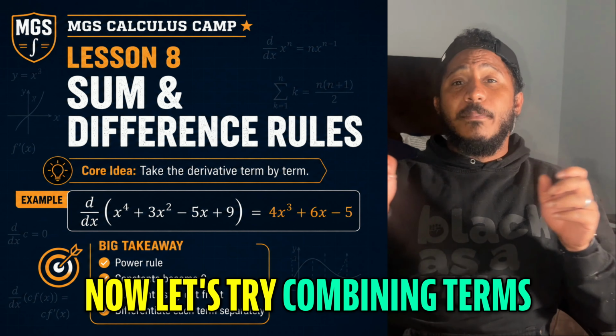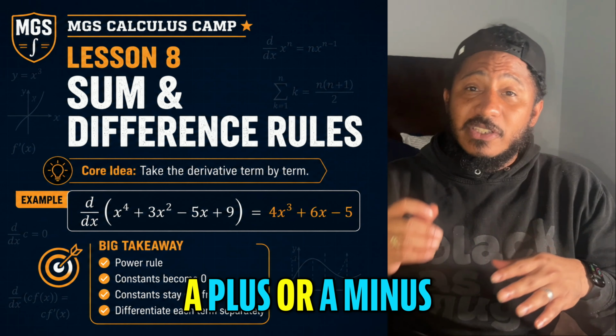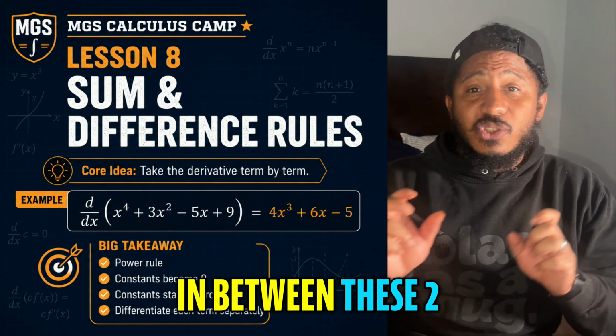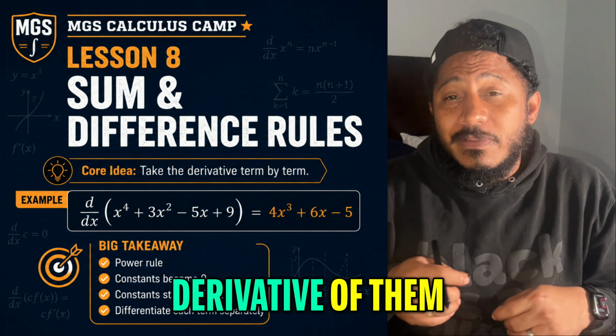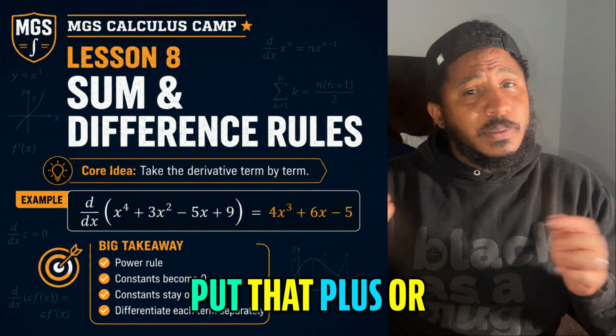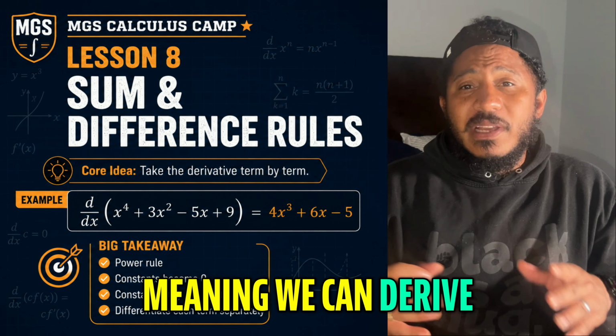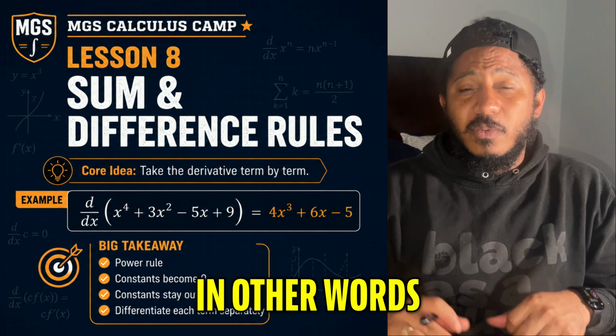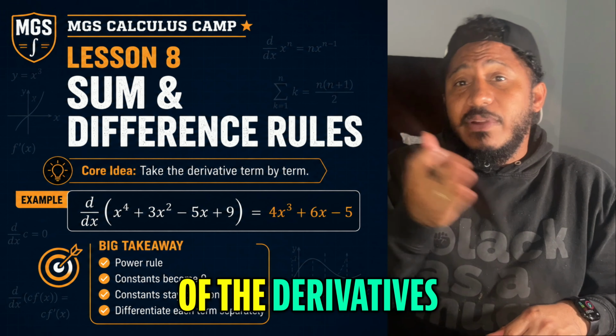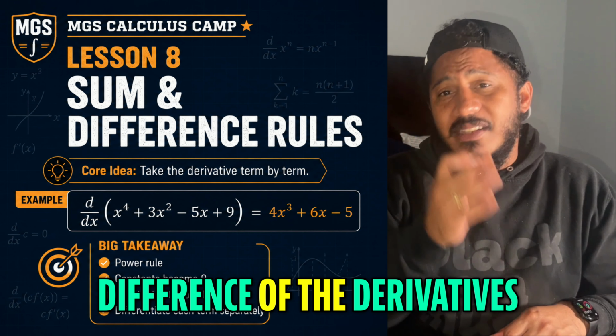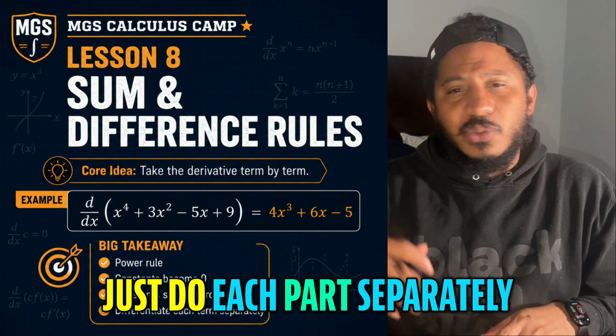Okay, now let's try combining terms. If there's a plus or a minus in between these two terms in the function, we can take the derivative of them individually and then just put that plus or minus back in between. Meaning we can differentiate term by term. In other words, the derivative of the sum is the sum of the derivatives, and the derivative of the difference is the difference of the derivatives. Basically, just do each part separately.